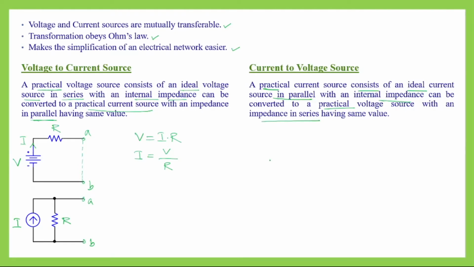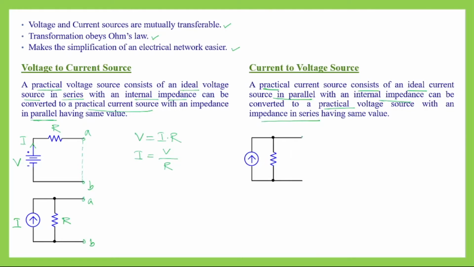So it says that in an electrical network, if we have a current source, and with that current source we have a resistance or impedance connected in parallel, then that part of the circuit can be transformed or converted into a voltage source, and with that voltage source, the same resistance or impedance will be this time connected in series, and they will be connected between the same terminals. So let's understand that with a circuit diagram.